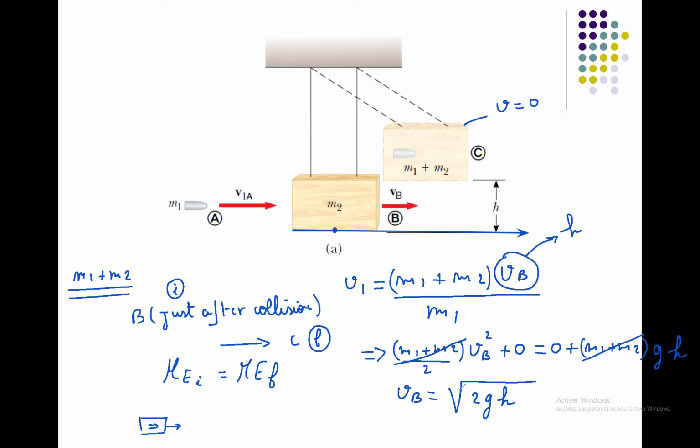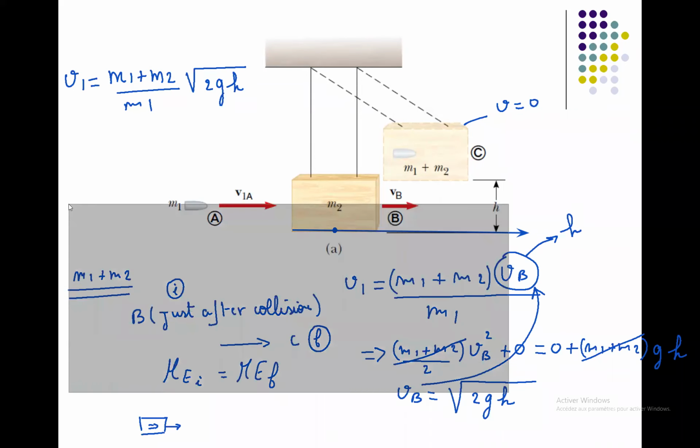We substitute its value here. We finally get v1 equals m1 plus m2 divided by m1, times vb, which equals the square root of 2gh.